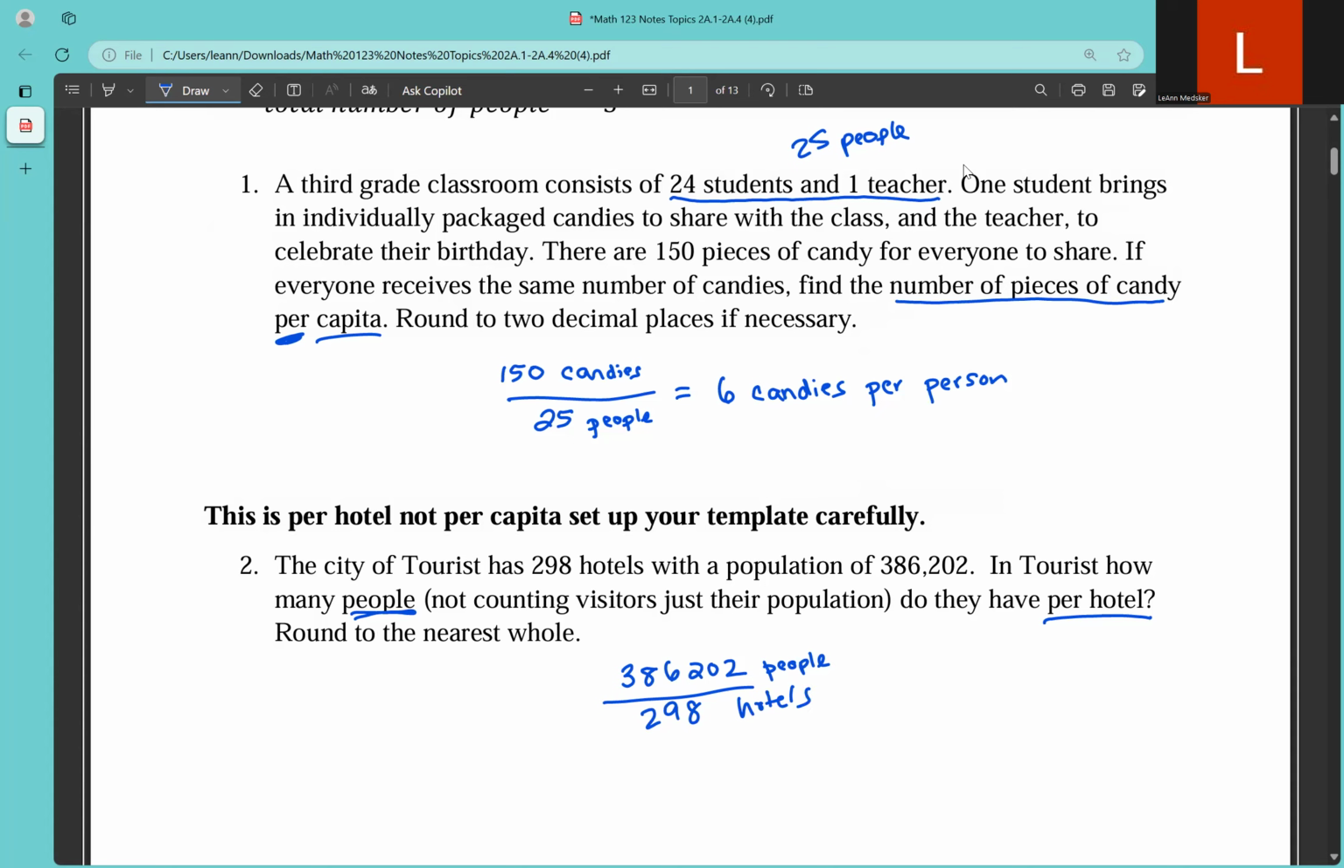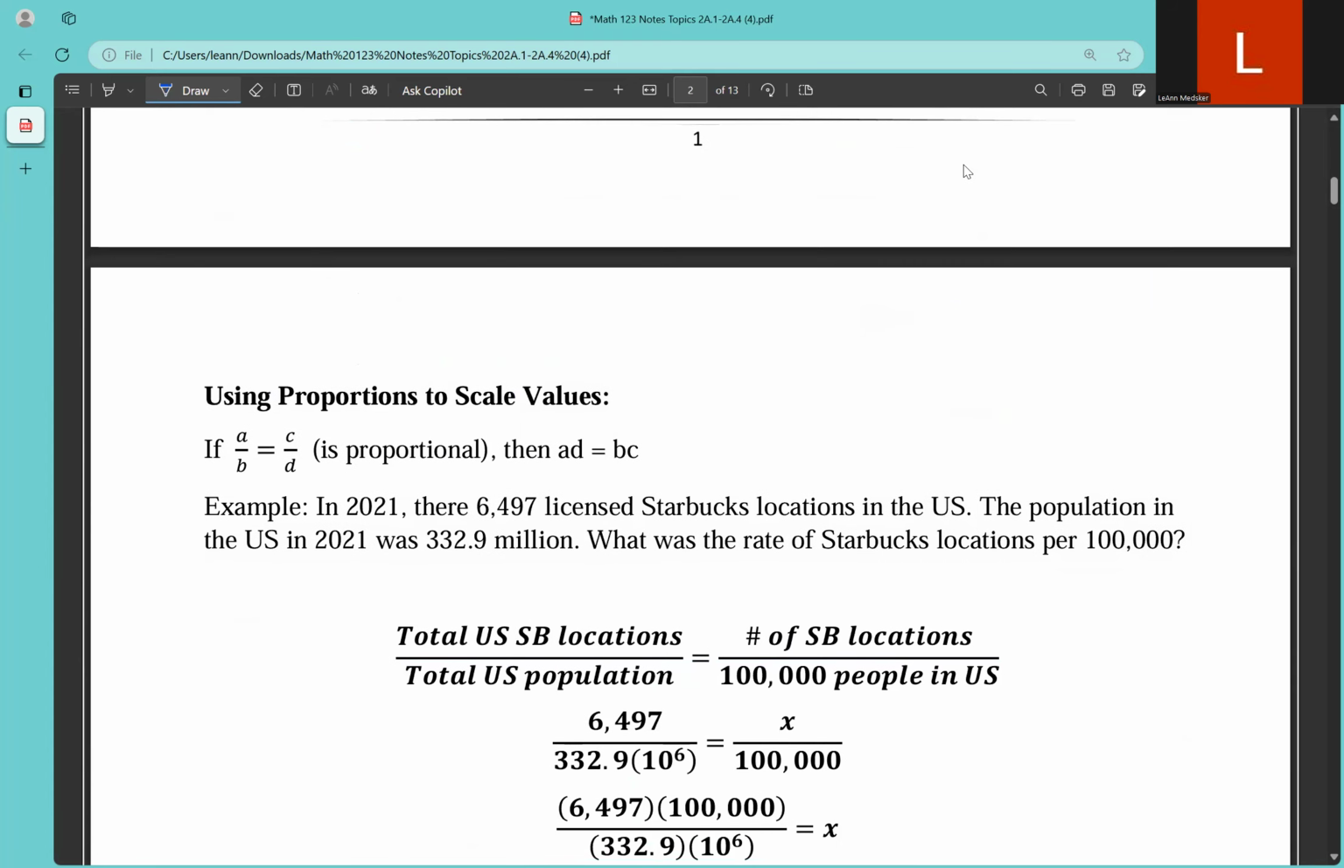So we'll need to do that on our calculators off to the side. So 386,202 divided by 298. That's going to be, and we're rounding to the nearest whole number, I'm going to go ahead and write out what I had above it. It's 1295.9798 dot, dot, dot. It keeps going. So if we're rounding to the nearest whole, that'd be 1296. And that would be people per hotel for our units. So 1,296.